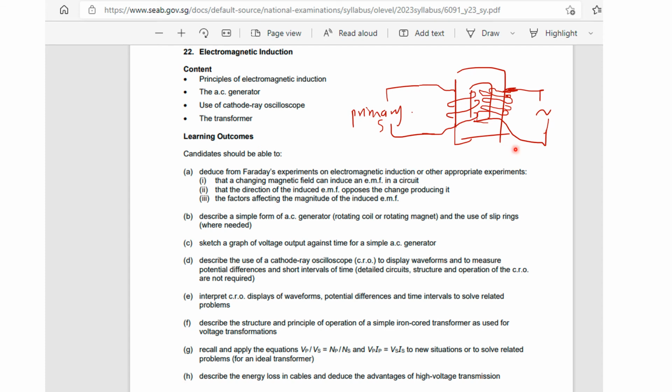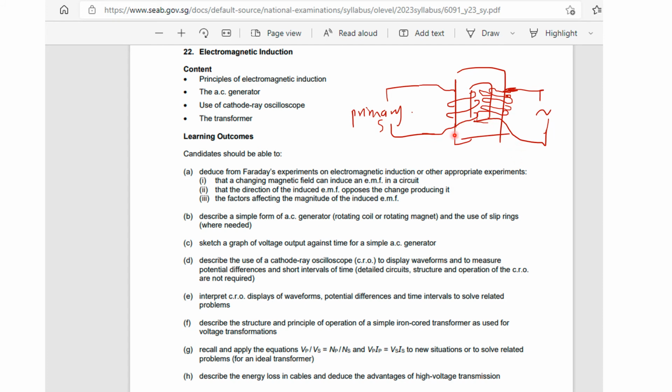So initially there's no current here, right? So the changing magnetic field will result in an EMF being induced here in the secondary coil. So that is how you have electricity or potential difference being induced at this side of the coil.